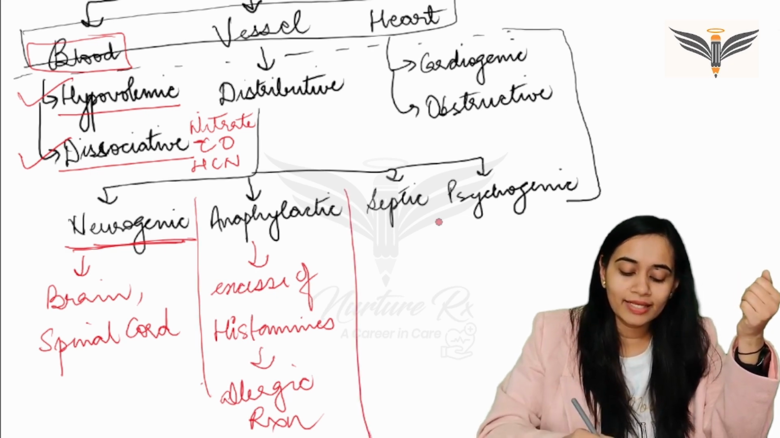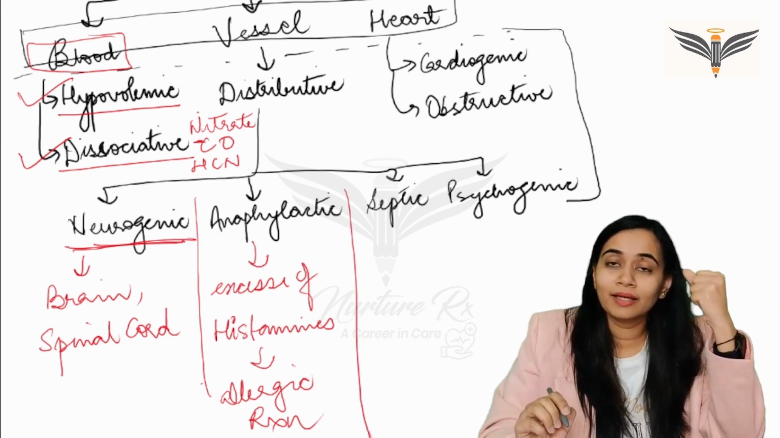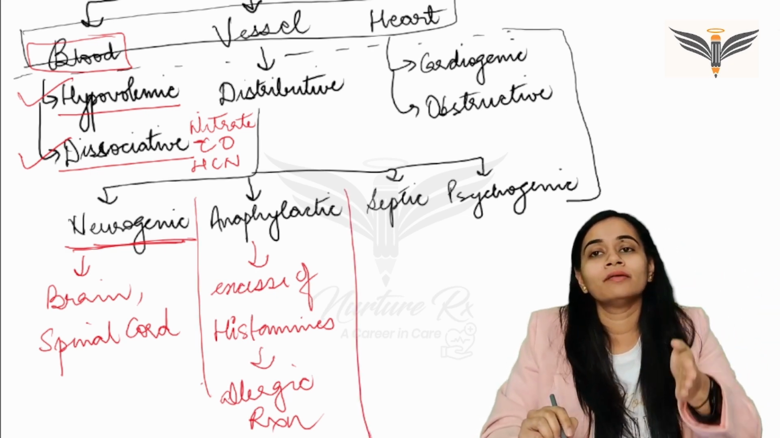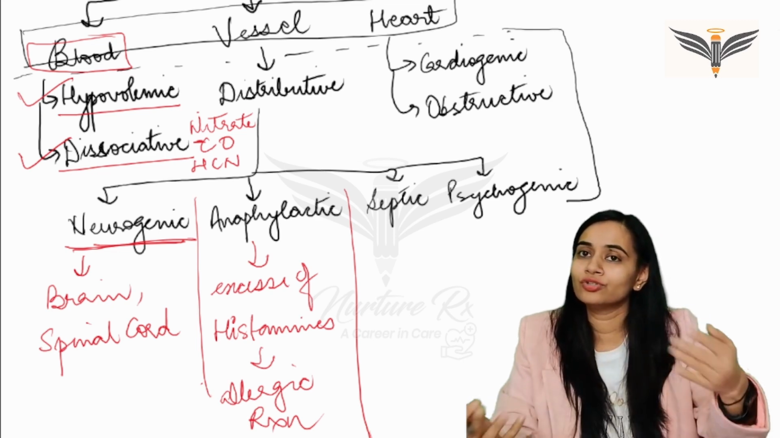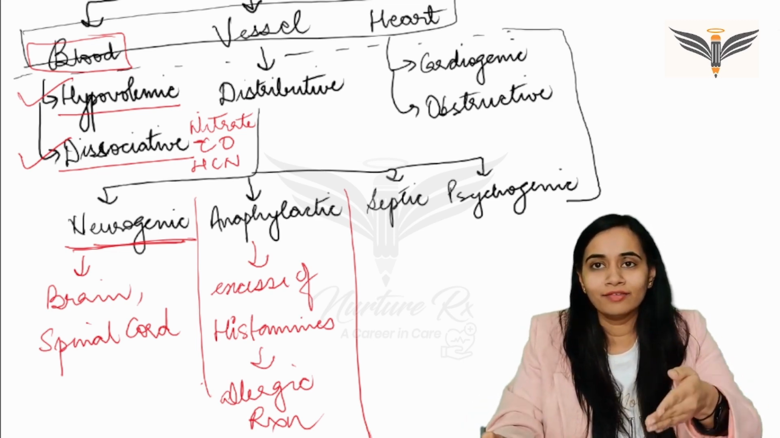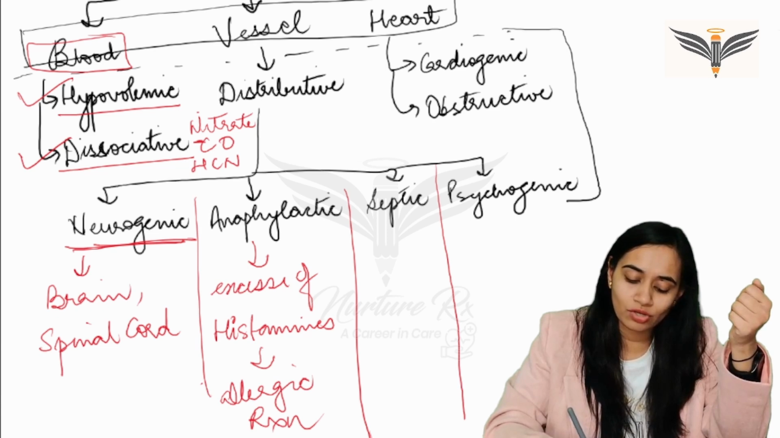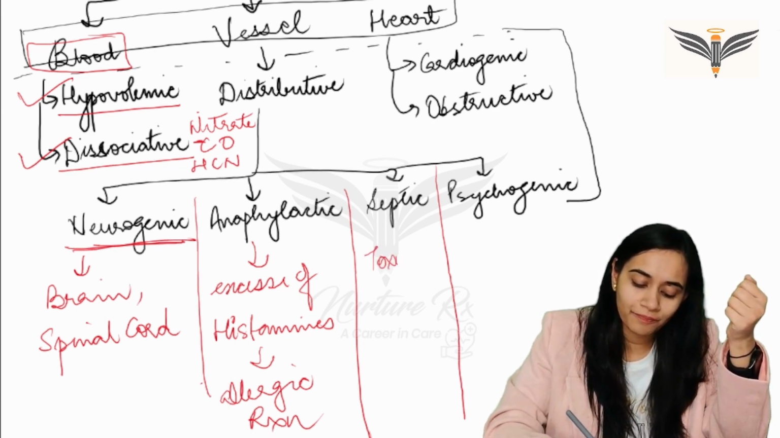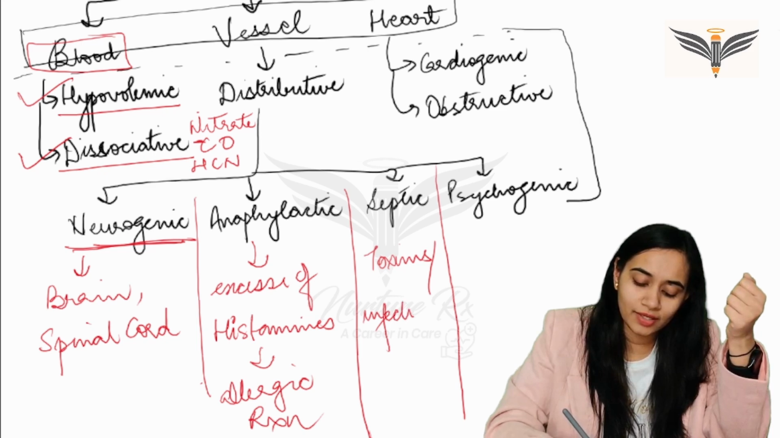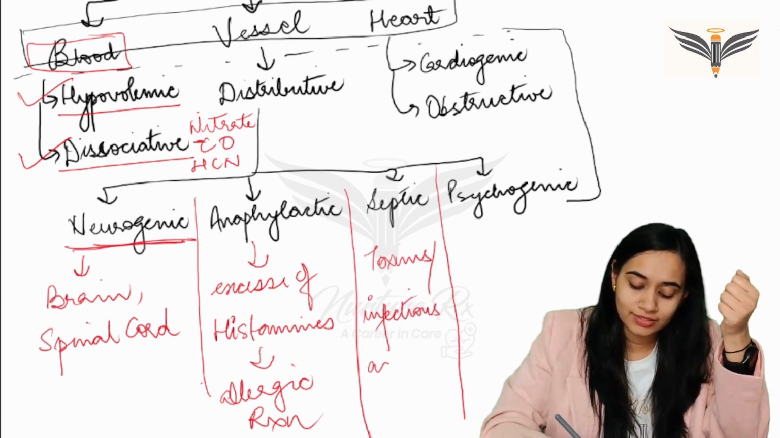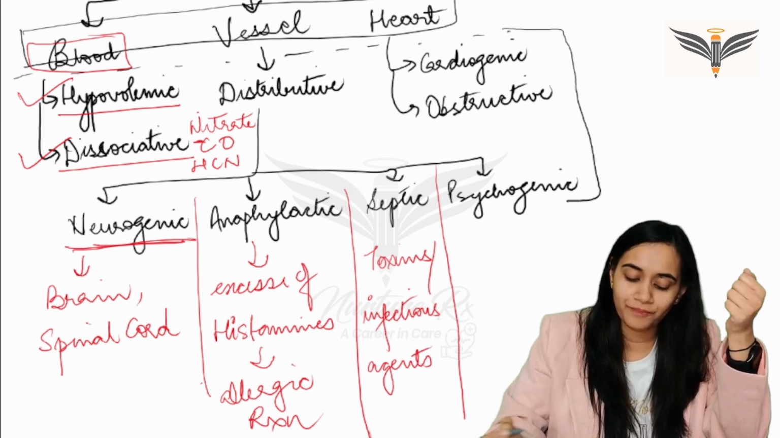Next is your septic shock. Again, septic shock will cause inability to carry oxygen to cells or tissues. And why will it happen? It will happen because of toxins or infectious agents. So whenever there is sepsis, it is going to cause septic shock, right?